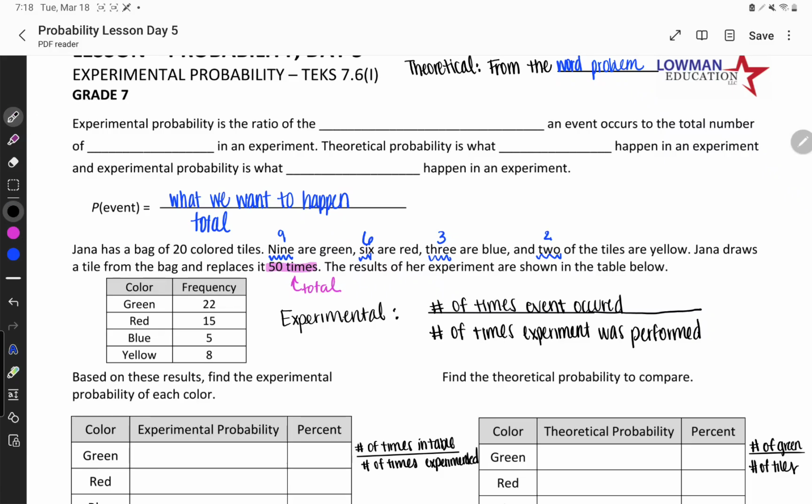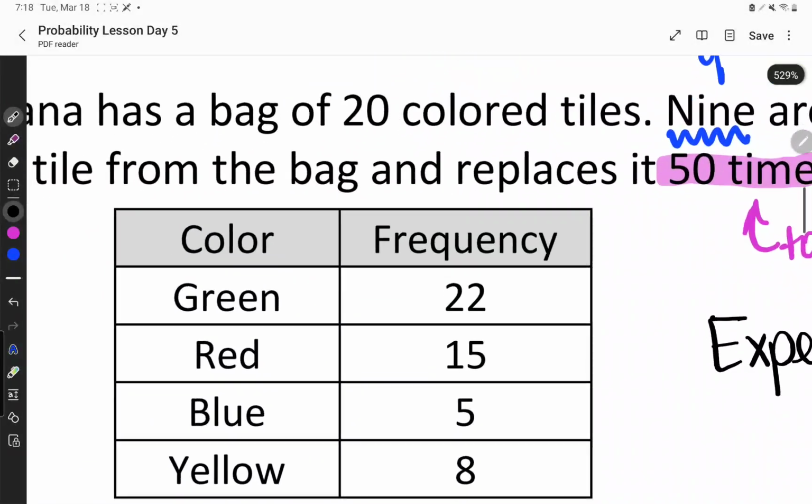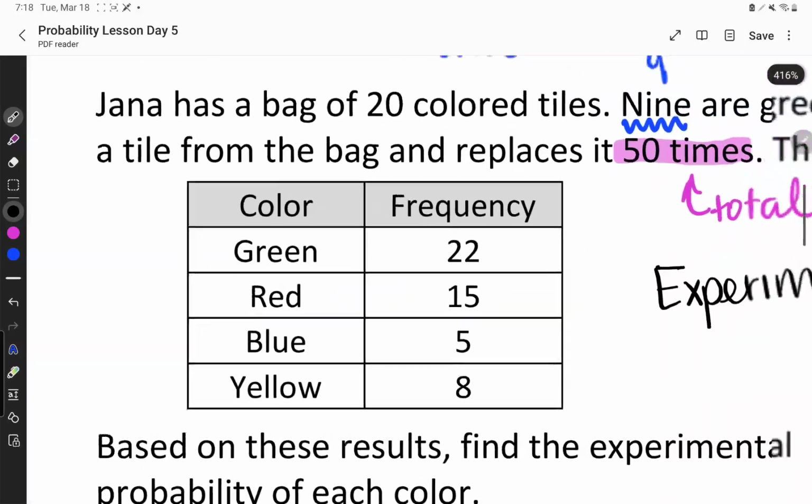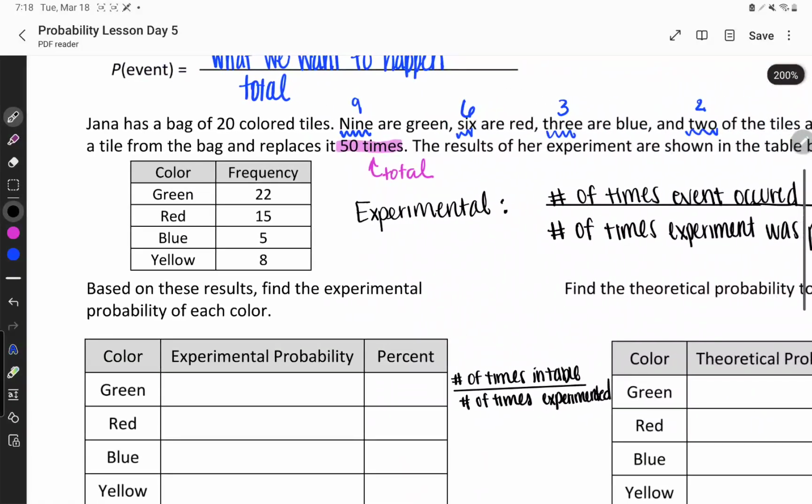The results of the experiment are shown in the table. So from this table, we can read that she got green 22 times, red 15 times, blue 5 times, and yellow 8 times. And it says, based on these results, find the experimental probability of each color. So for green, I see that green occurred in the table 22 times. So 22 is going to go on top. And then on the bottom, it's going to be the total number of times that we performed it. So we performed it 50 times.